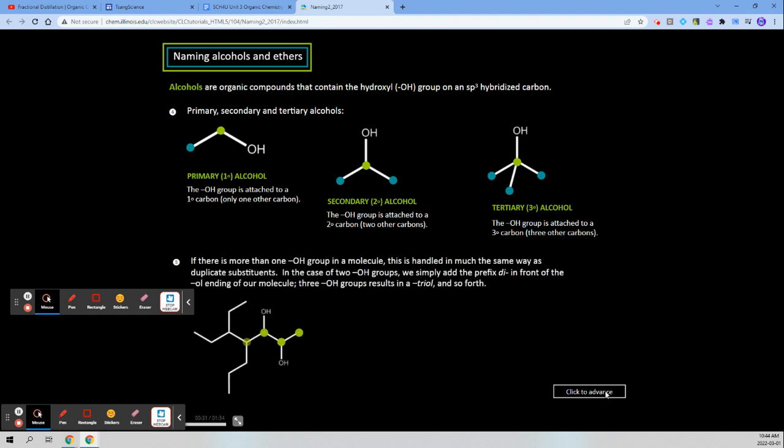If there's more than one hydroxyl group, we call it a diol. If there's three, it's called a triol.